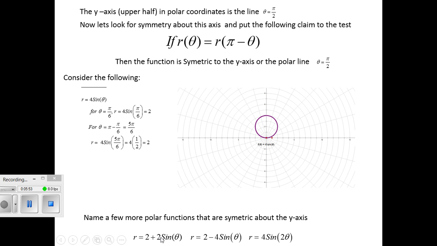And all these functions as listed down here, just by virtue of the fact that they have a sine of theta, would also possess that element of symmetry. They might possess additional elements of symmetry, but at least we know they possess this symmetry about the y-axis.